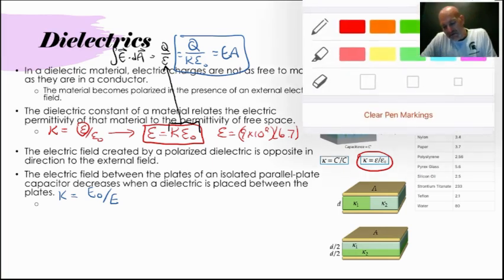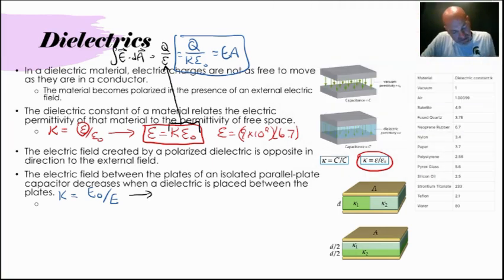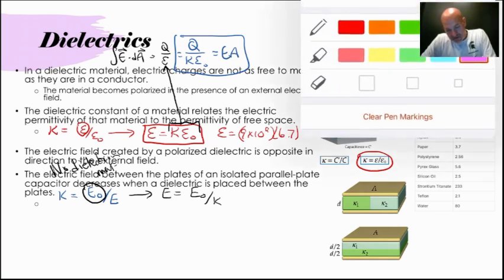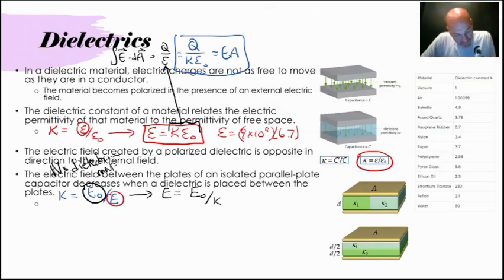All right, and if you need to figure out the new electric field, you're just going to do E0 over kappa. So remember, this here is no dielectric material. Okay. Oh, sorry, I was just grabbing the highlighter. This is with the dielectric material.